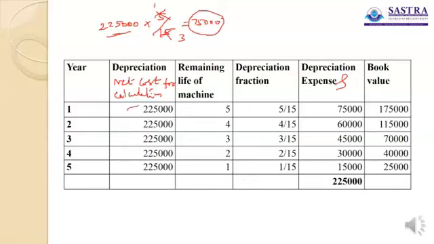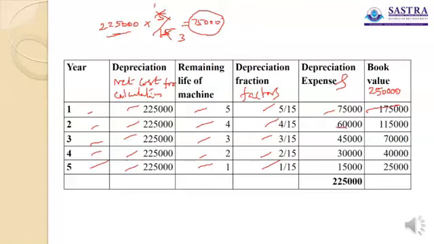So 2 lakh 25, 2 lakh 25, 2 lakh 25, 2 lakh 25 and 2 lakh 25. So here 1, 2, 3, 4, 5. And remaining life of machine as we saw earlier 5, 4, 3, 2, 1. So depreciation fraction or the factors 5 by 15, 4 by 15, 3 by 15, 2 by 15 and 1 by 15. So depreciation expense is calculated 75,000 first year, and book value is as usual the original cost 2,50,000.